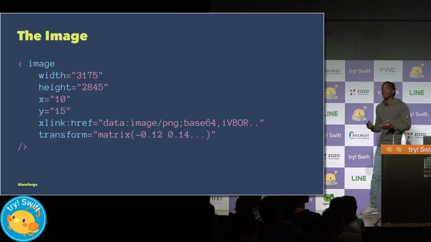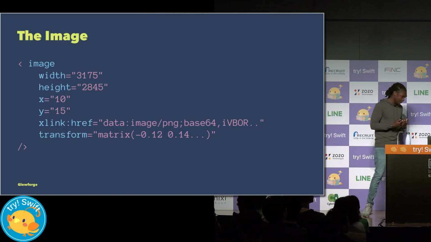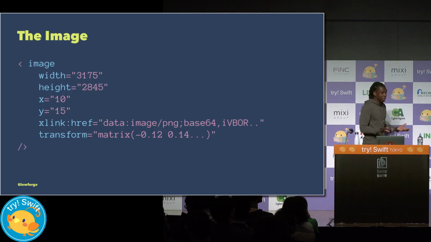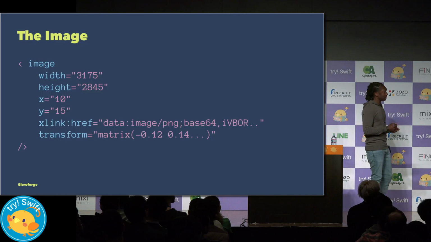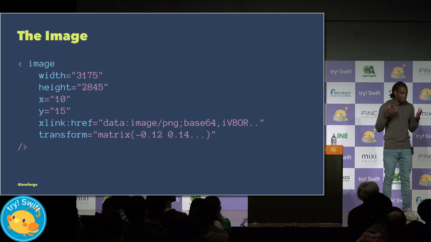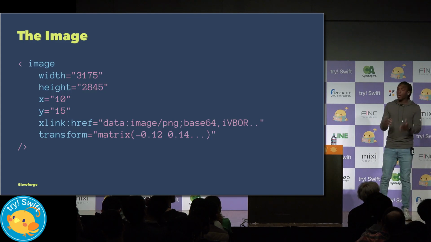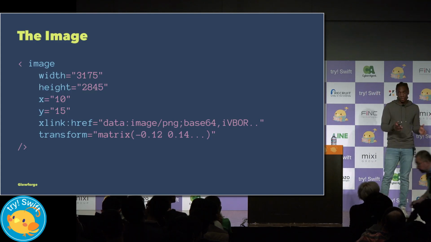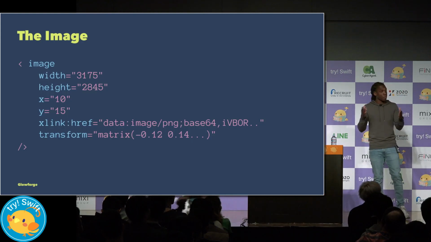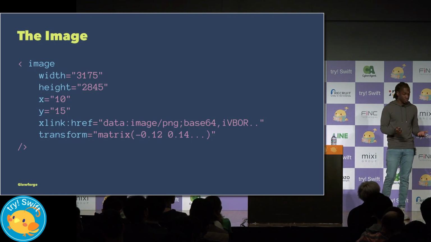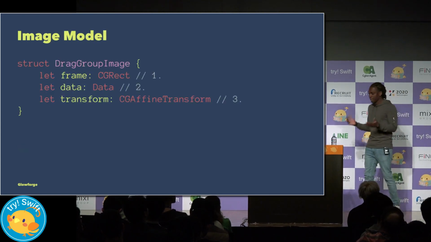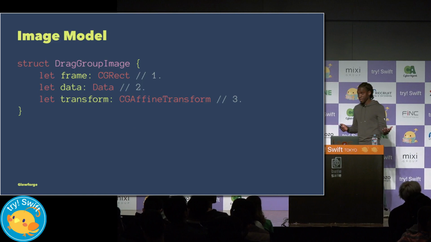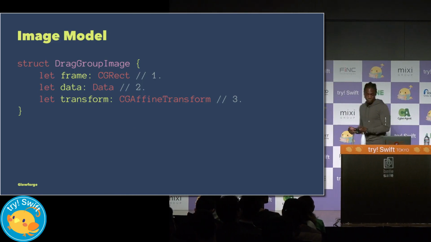For the image, the image would look something like this. It has a width, a height, an x and a y value for the origin, and it has this data tag that stores the data that you should use to draw your PNG. Importantly, it has this transform attribute that will help us to position our PNG in the middle of our circle or coaster. And the model for that would look something like this. Have the frame, the data, and a transform property.